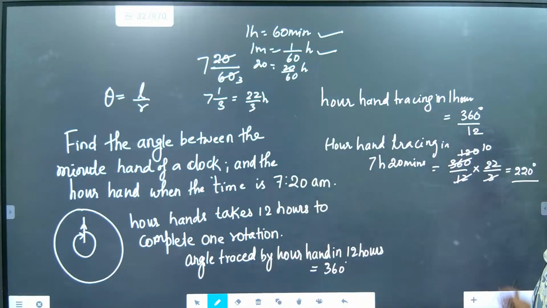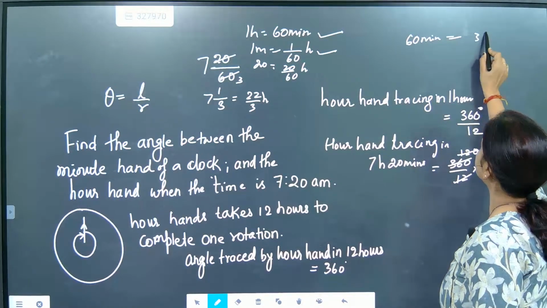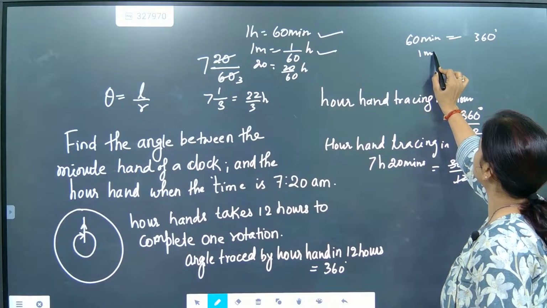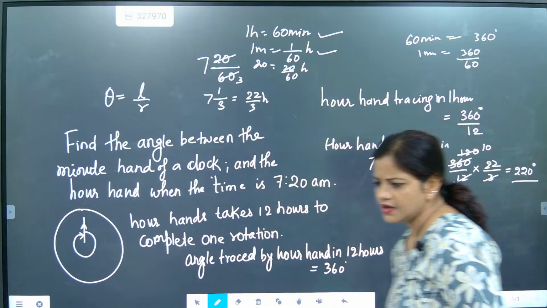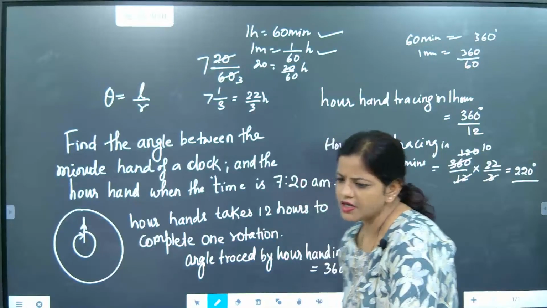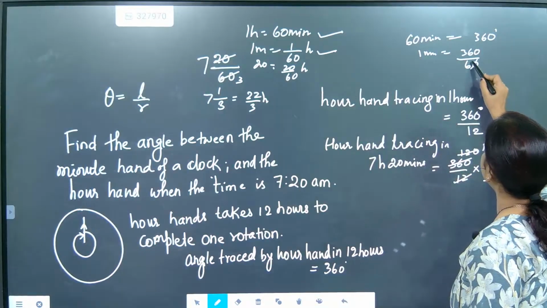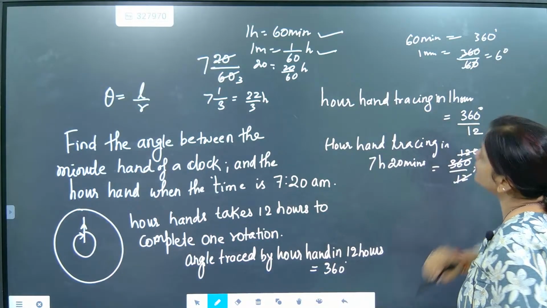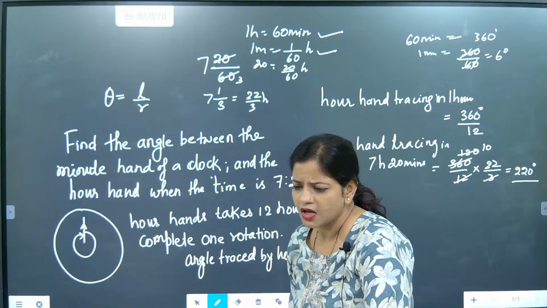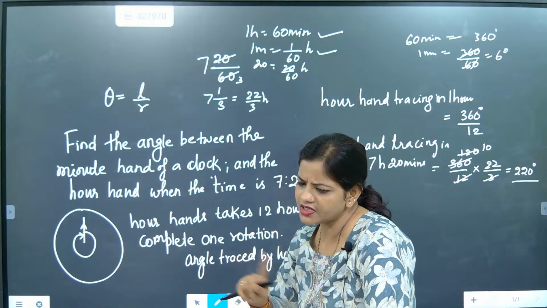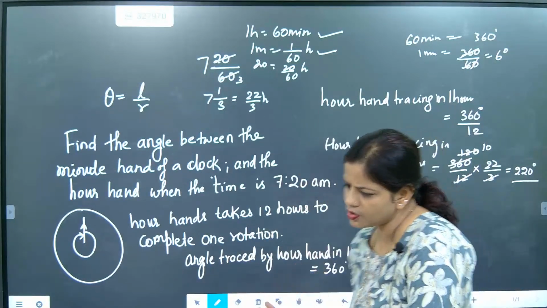Check very nicely. 60 minutes, 360 degrees. 1 minute, 360 divided by 60. Can we check like this? 1 minute is equal to 360 by 60. How much is it coming to? It is coming as 6 degrees. So for 20 minutes, how much will it be? Because it is 7 hours and 20 minutes, 7 hours 20 minutes total we have found.